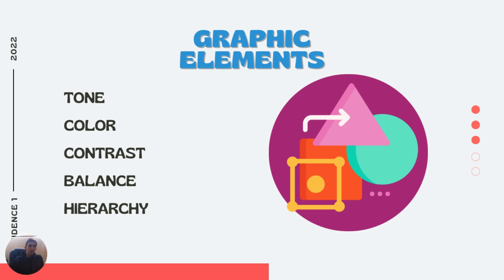Giving the same example of the background, if I have a dark background, I need light colors so the important information can stand out as well as the images. We also have balance, which basically means, well, it can mean two things. It basically can mean the space between objects or the amount of objects you have in your presentation.